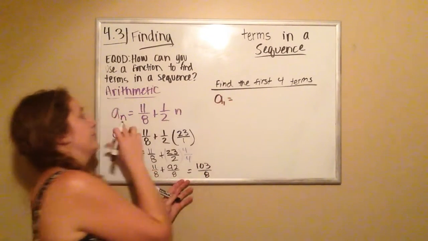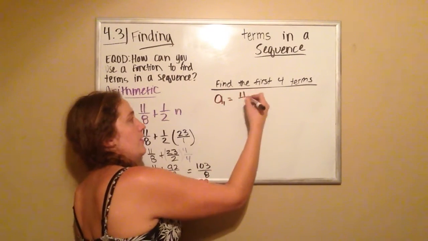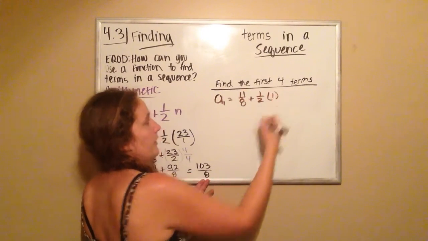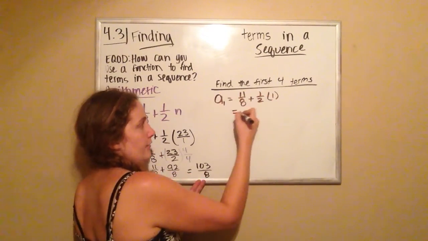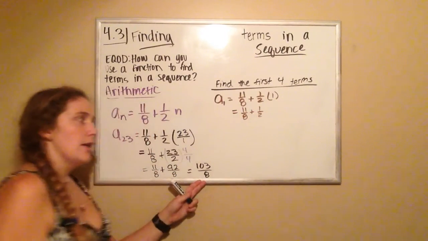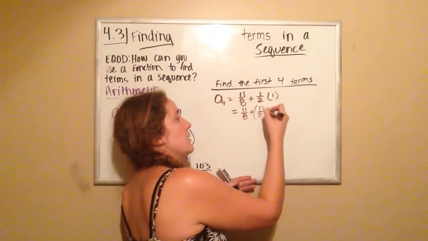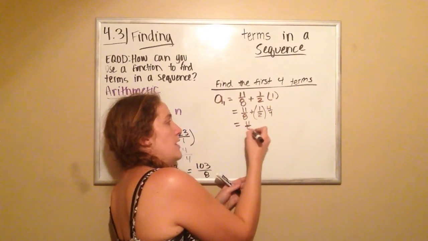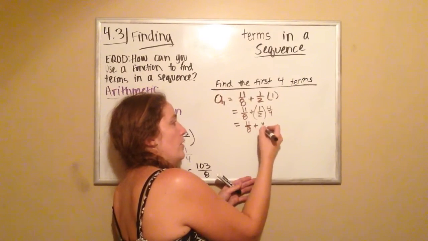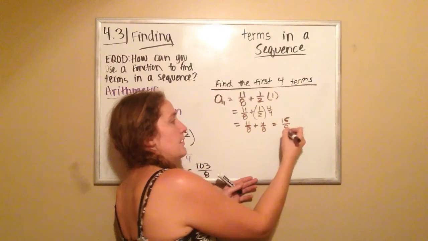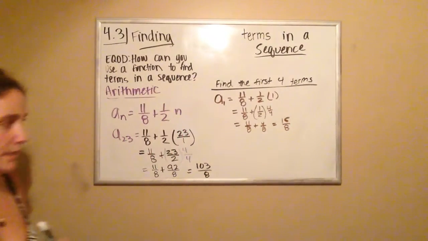So a of 1 is equal to 11/8 plus 1/2 times 1. Anything times 1 is just itself, so 11/8 plus 1/2. Again, we got to get the common denominators, so we multiply by 4/4, and we're going to get 11/8 plus 4/8, which is going to give us 15/8. Okay, that's our first term of our sequence.